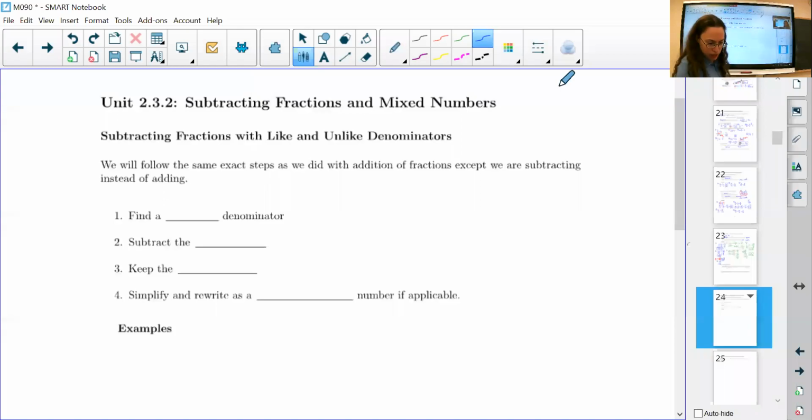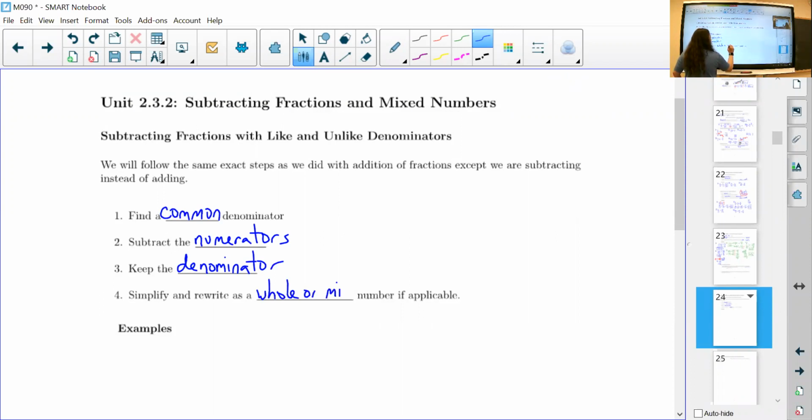All right, page 24, subtracting fractions and mixed numbers. It's basically the same as adding them. We're going to find a common denominator. Once we have that, we'll subtract the numerators, and we will keep the denominator the same, that common denominator that we just found. We'll simplify and rewrite as a whole or mixed number, if applicable. Maybe it's just a proper fraction, then we just leave it alone.